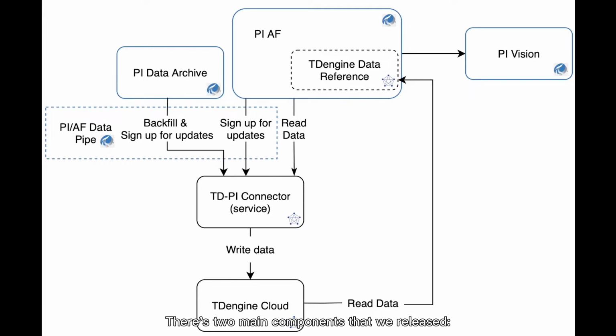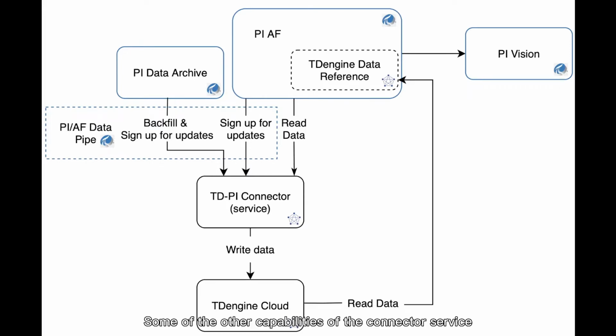There's two main components that we released. We have the TDengine PI Connector, which is a Windows service. It reads data from the PI Data Archive and PI AF, and it writes that data to TDengine Cloud. We also built a TDengine data reference, which when used with AF, allows customers to view data within TDengine Cloud natively within PI AF, to use it within the PI DataLink, as well as PI Vision. It provides a powerful two-way access for sending data to TDengine and then viewing it back within PI.